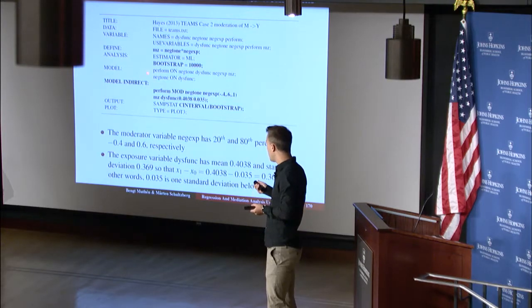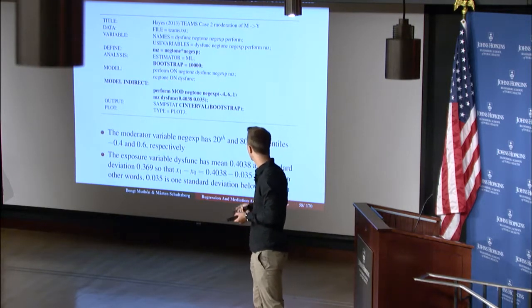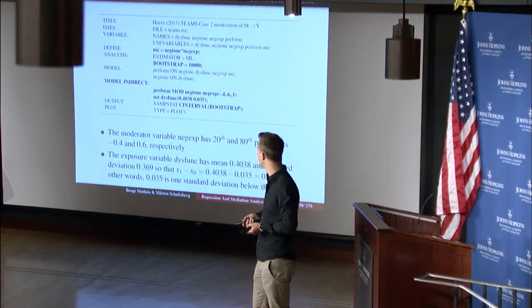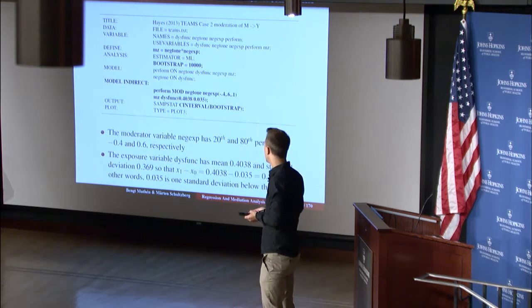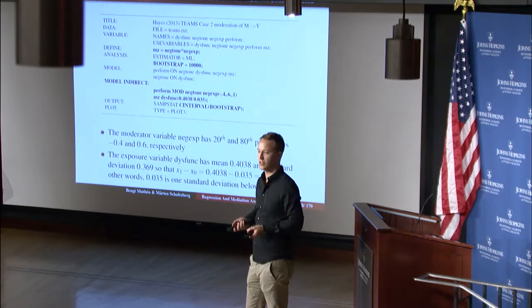And then we just put up our model. We have two regressions here. We have the regression of the outcome on the negative effects, the dysfunctionality, or the exposure in this case, the nonverbal ability to express negative emotions, and the interaction between these two. And then the mediator is only regressed on the exposure, dysfunctional behavior. And then we come to the model indirect command, which is the way that we get the indirect and direct effects for these models.